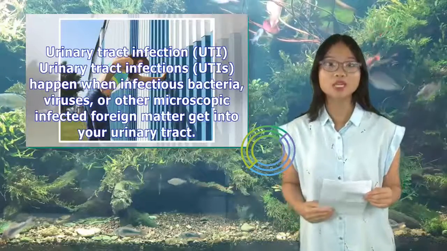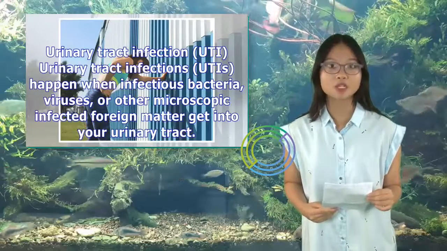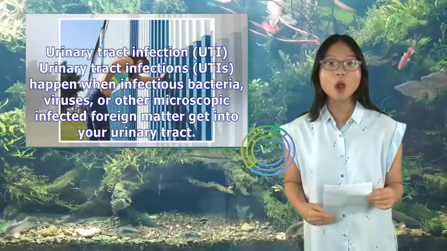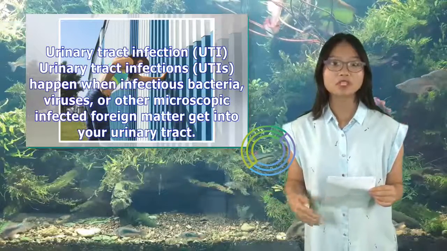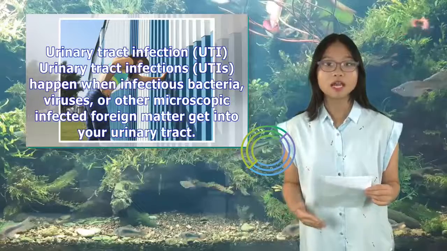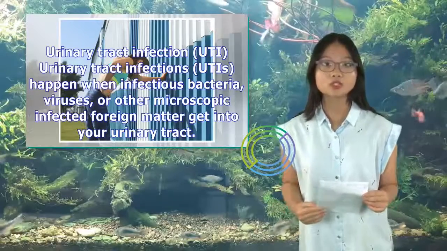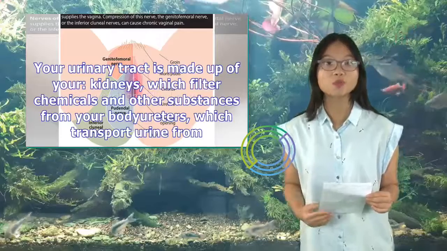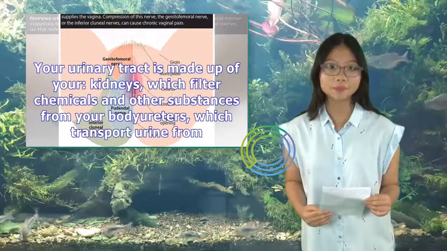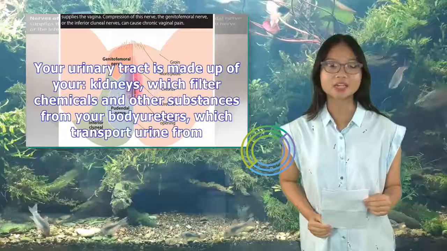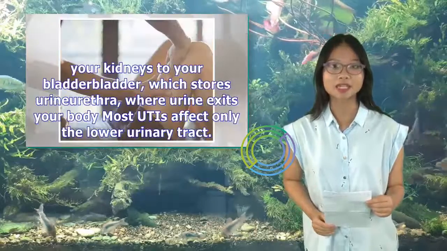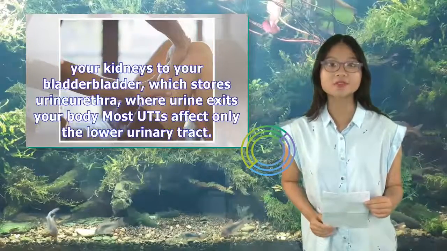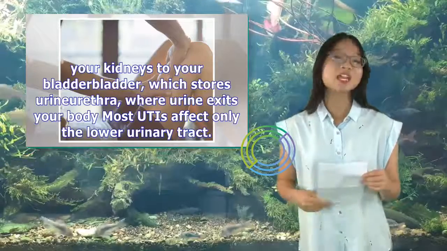Urinary tract infection, UTI. Urinary tract infections, UTIs, happen when infectious bacteria, viruses, or other microscopic infected foreign matter get into your urinary tract. Your urinary tract is made up of your kidneys, which filter chemicals and other substances from your body, ureters, which transport urine from your kidneys to your bladder, which stores urine, and urethra, where urine exits your body.